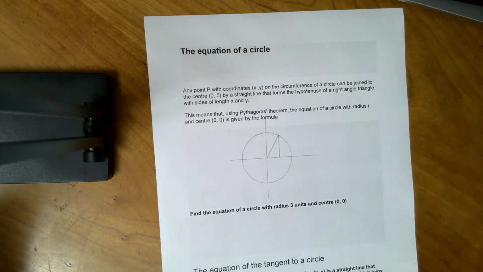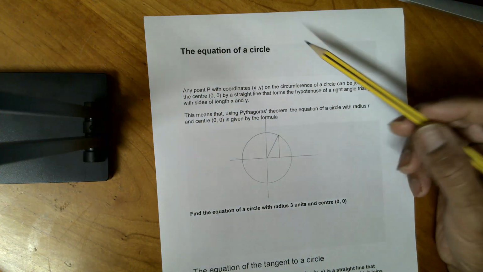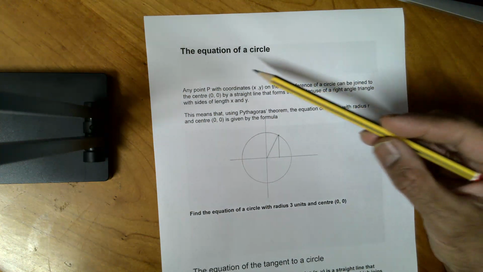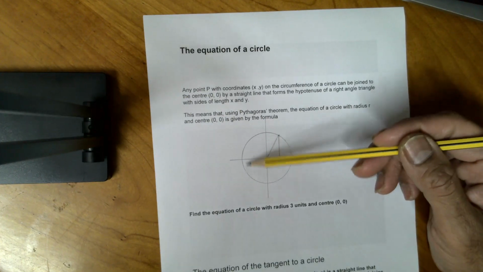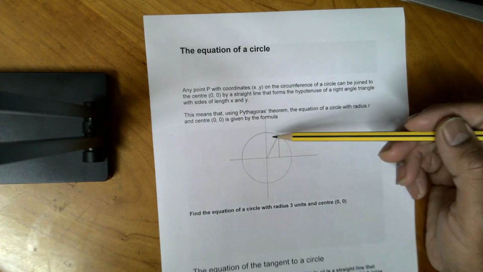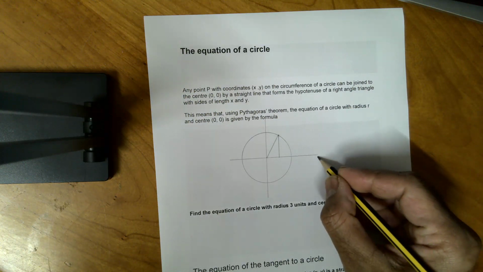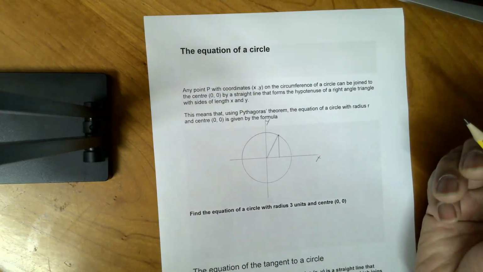In this video, I will explain the equation of a circle and equation of tangent to a circle. So we will discuss these two things here. The equation of circle: I have got a circle here. I have drawn the circle here, and this is your x and y axis.